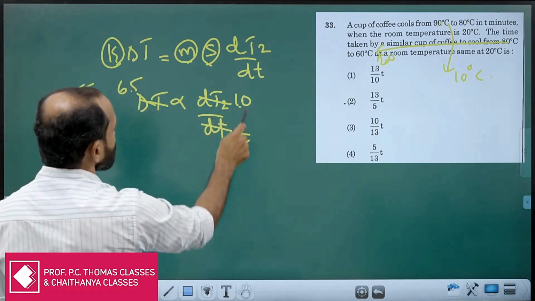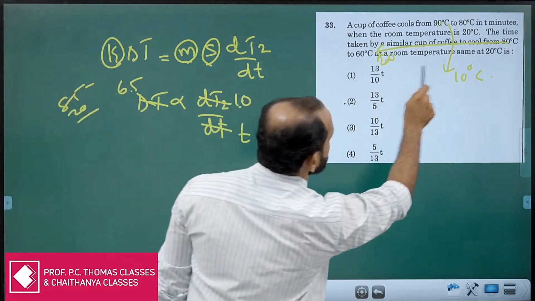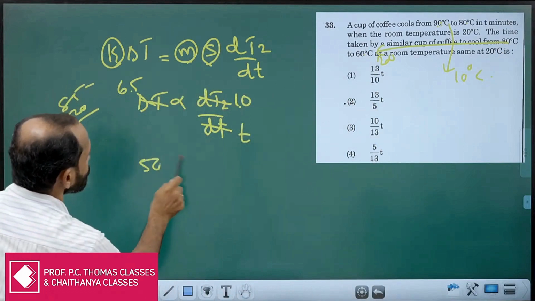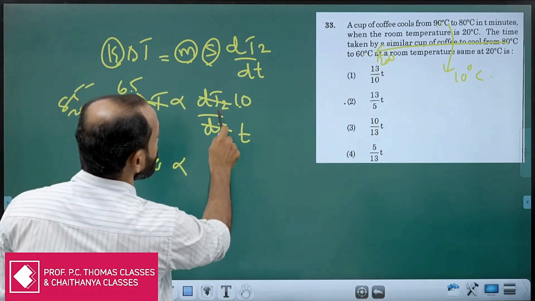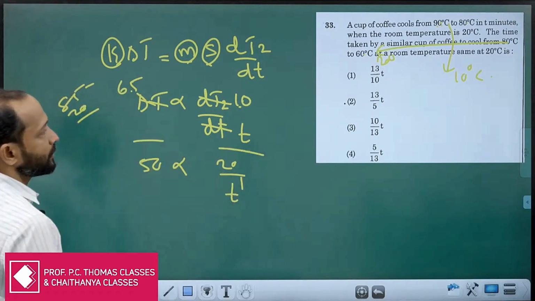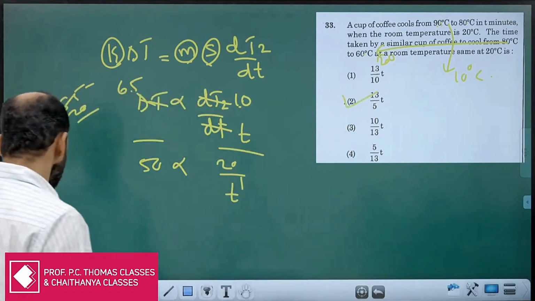So 65 is proportional to 10 by t. Next case, average of 80 and 60 is 70, 70 minus 20 is 50. So 50 is proportional to, dT2 is 20, 20 divided by t dash. You take the ratio of these two to get the answer, 13 by 5 t.